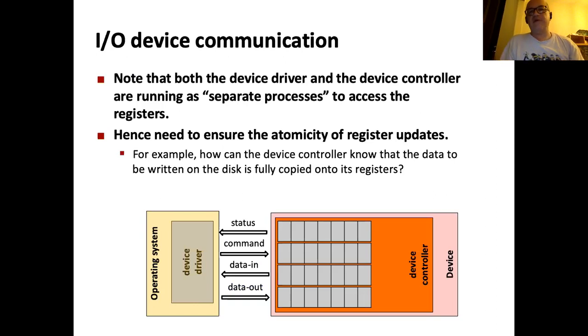So the device driver and device controller are two different entities, and they work completely in an asynchronous, parallel fashion. The only way for them to cooperate is to negotiate through these status and command registers. And in order not to miss any of the data to be written or read, they need to cooperate and make these register updates atomic. So we may have mechanisms like waiting or locking involved in this process.